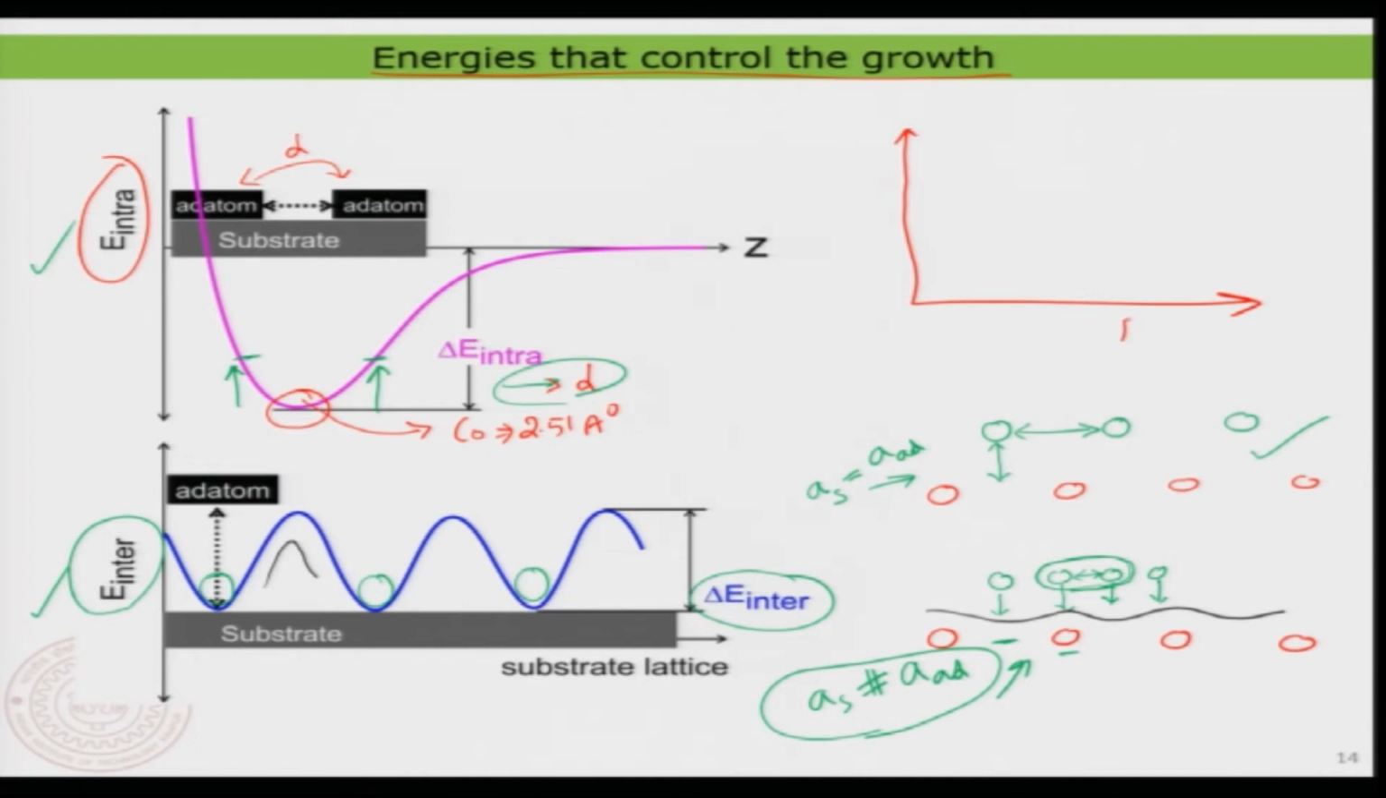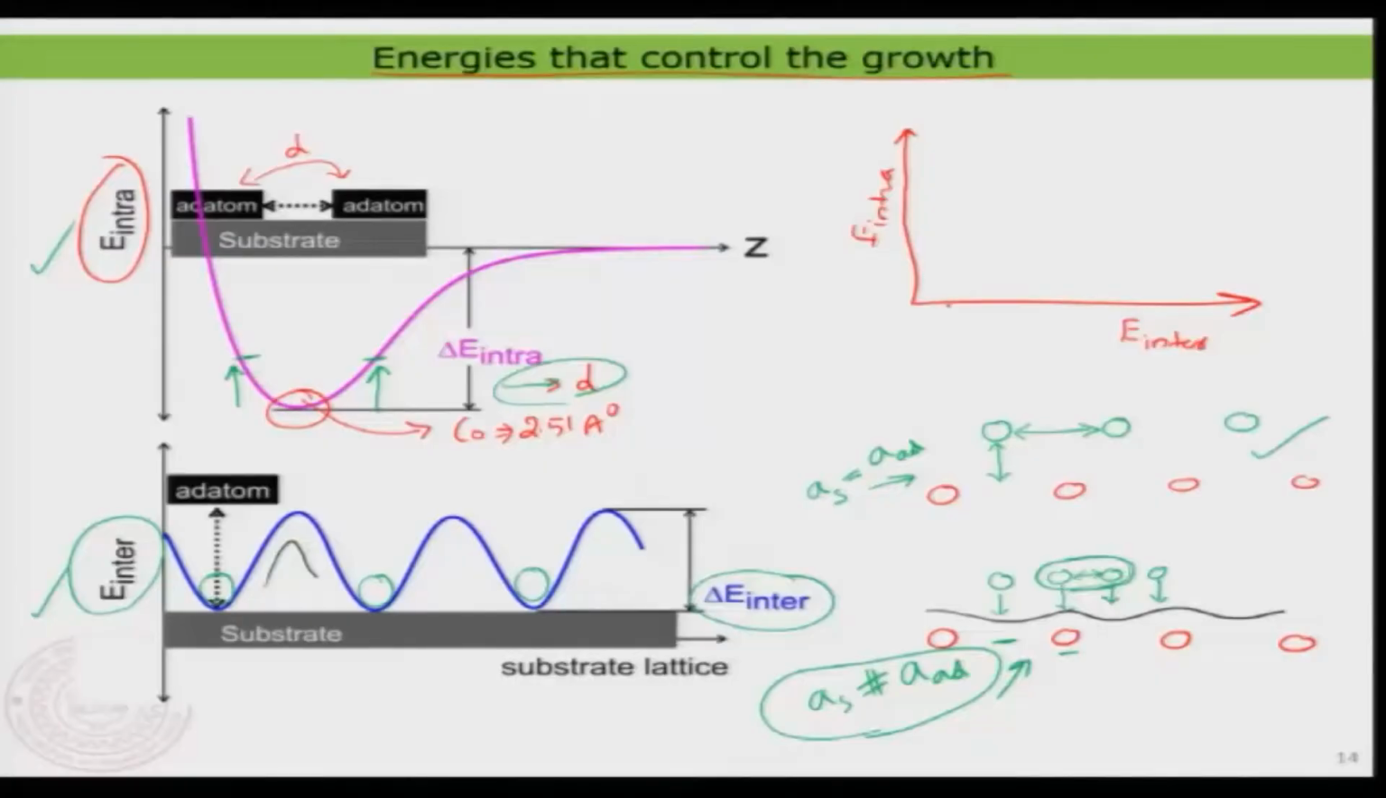So, I am going to plot along this axis the E inter, and along this axis I am going to basically plot the E intra. So, why do I do that? If I want to prepare an ad layer on top of a surface, I would basically have to look at these two contributions. Which of the contributions is dominating, or is contributing in a way that will control the final geometry or final structure that you form on the surface.